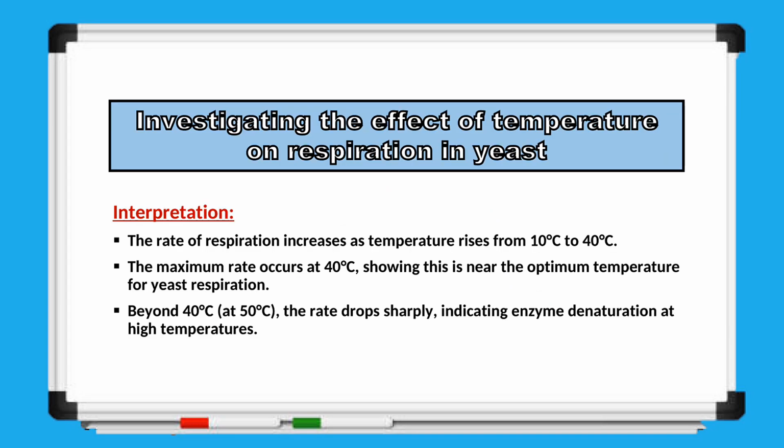So, by looking at the graph, we can see that the rate of respiration increases steadily as the temperature rises from 10 degrees Celsius to 40 degrees Celsius. The highest rate occurs at 40 degrees Celsius, which tells us that this is close to the optimum temperature for yeast respiration, where the enzymes are working most efficiently. However, when the temperature goes above 40 degrees Celsius, such as at 50 degrees Celsius, the rate drops sharply. This decline happens because the high temperature causes enzyme denaturation, damaging the enzymes involved in respiration and reducing the yeast's ability to respire. So overall, the graph clearly demonstrates how temperature affects the rate of aerobic respiration in yeast.